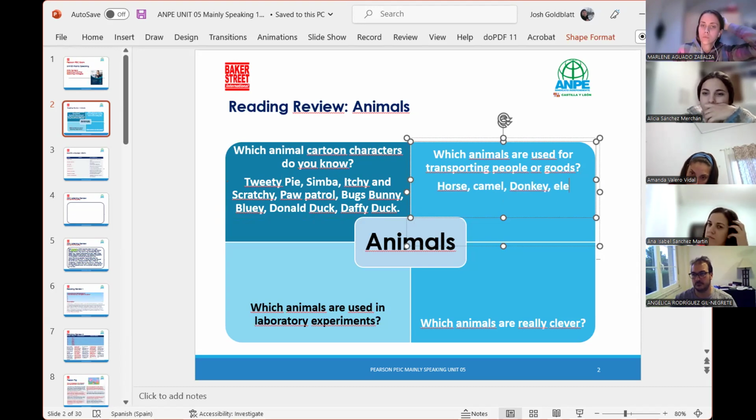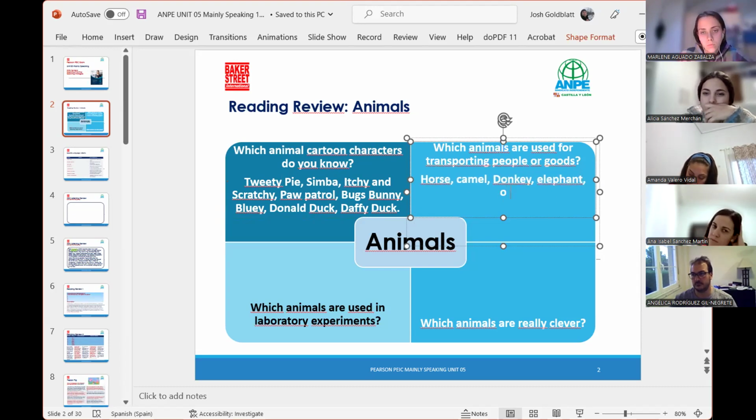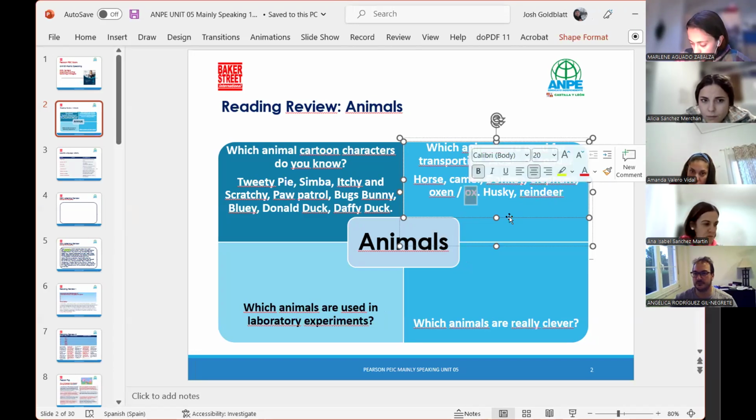Donkey, elephant, oxen, excellent, oxen, or ox if it's singular. Remember, ox, what's ox in Spanish? Like a big cow. A husky, a reindeer, Buey. Oxen. Okay, good. So ox, which is the singular, and oxen if it's plural.